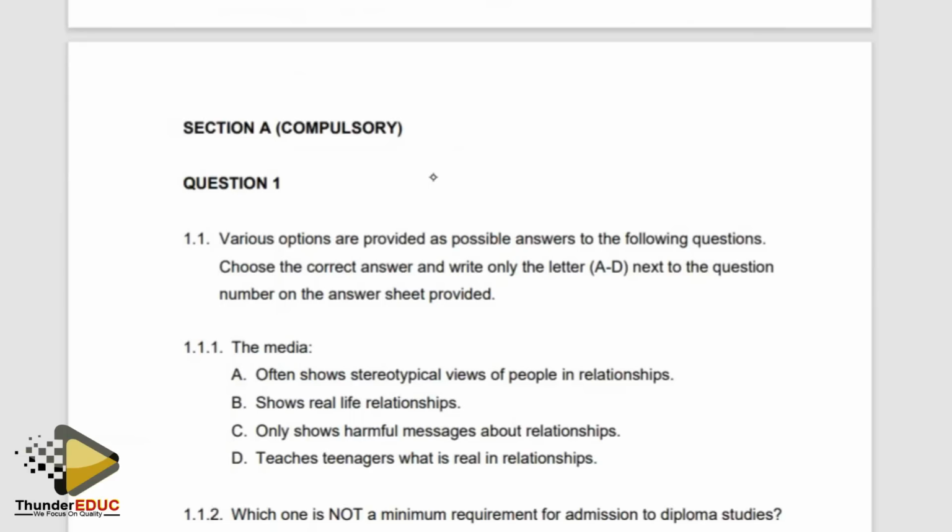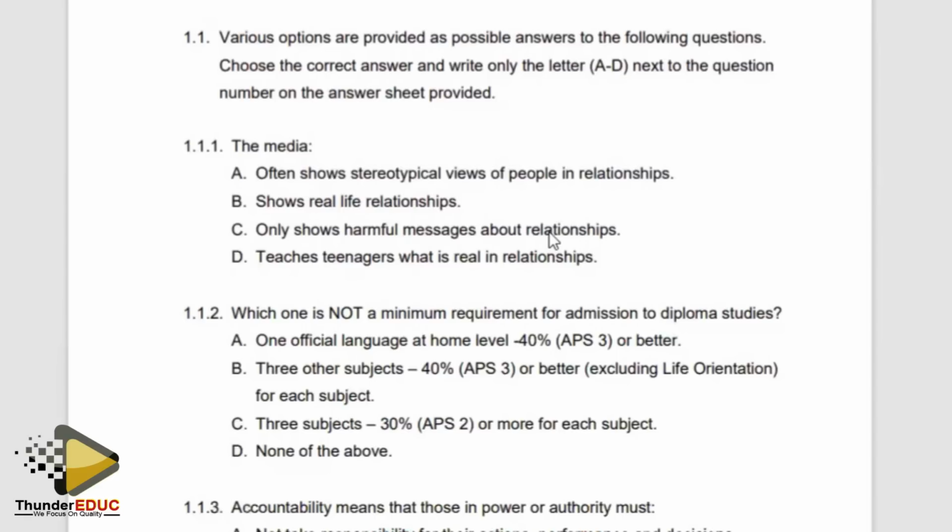It's compulsory, 1.1. Various options are provided as possible answers to the following questions. Choose the correct answer and write only the letter A to D next to the question number on the answer sheet provided. So we have 1.1.1, the media often shows stereotypical views of people in relationship. Shows real life relationships, only shows harmful messages about relationships. Teaches teenagers what is real in relationship. Our answer here is A.